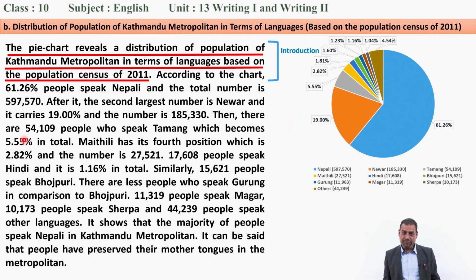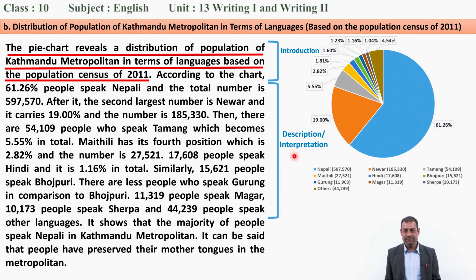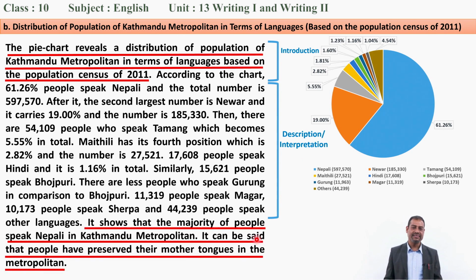And if you go to the middle part, then it is a detailed description of what we can see in this graphic text. And generally, in this type of interpretation, we have to compare and contrast, okay? And this is what we call description or interpretation. And finally, you can see these lines. See, it shows that the majority of people speak Nepali in Kathmandu. This is what we can see from our comparison, okay?